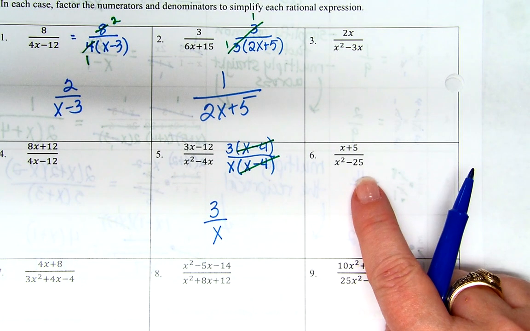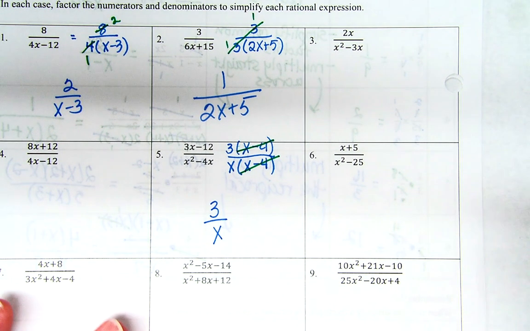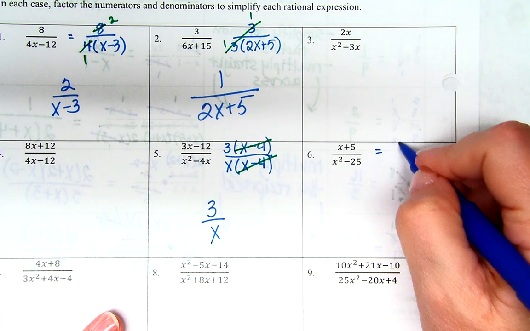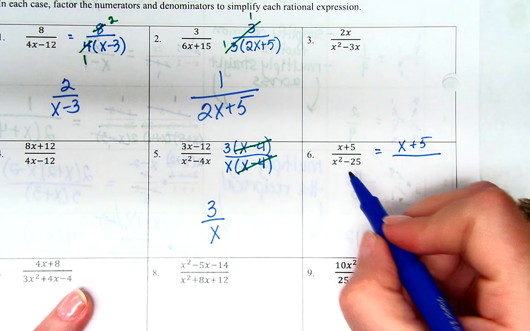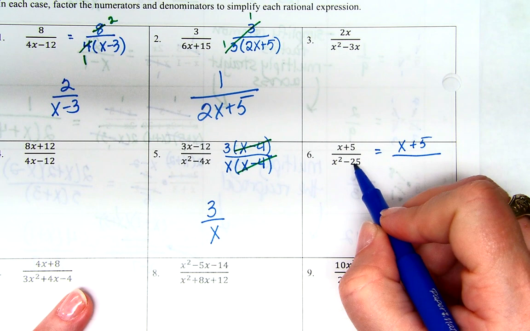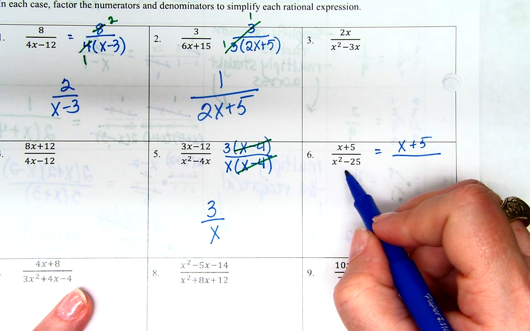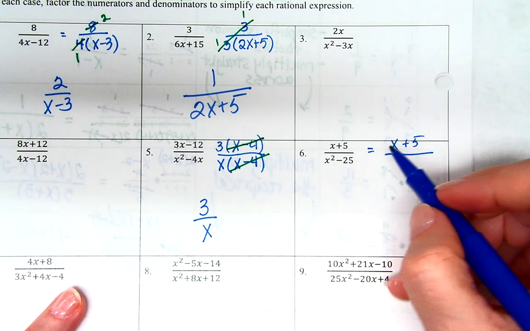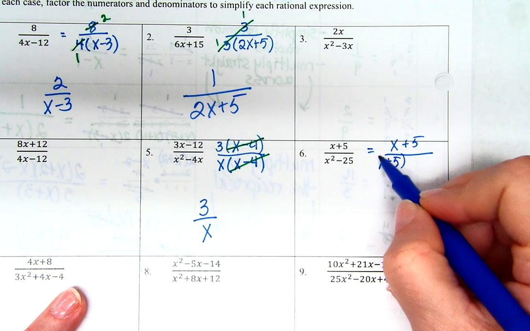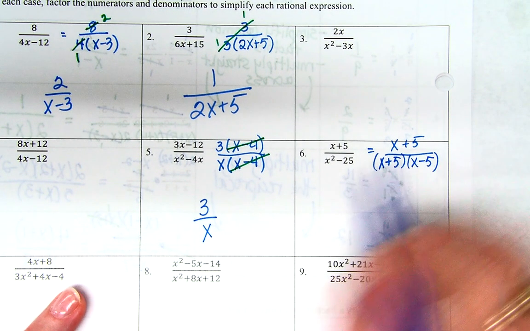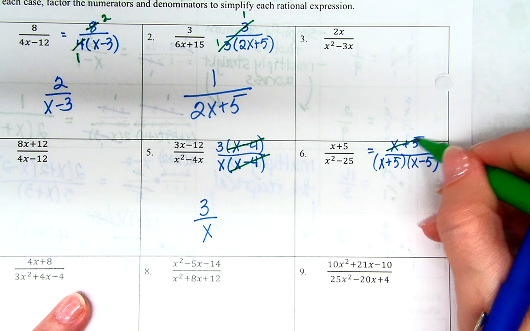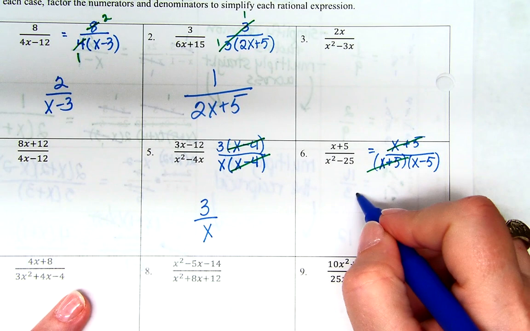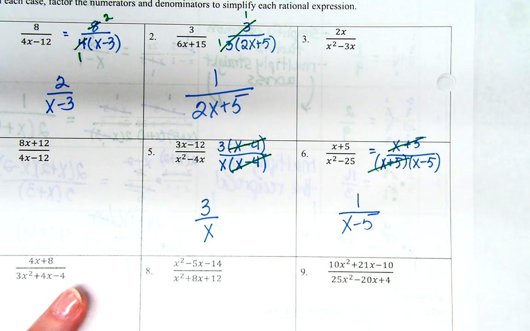What about number 6? Can't do anything to the numerator, can I? What can I do to the denominator? You've got to recognize that this is the difference of squares. How do we factor the difference of squares? X plus 5, x minus 5. What can be simplified? X plus 5, and what's left? Very good.